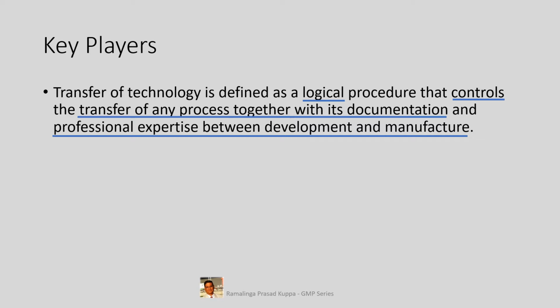The WHO Technical Report Series number 961, dated 2011, Annexure 7, Guideline on Technology Transfer, defines the transfer as a logical procedure with necessary and comprehensive documentation between these SU and RU for effective execution of transfer of data and scale up. Logical means that the transfer of technology should be sequential with a scientific logic for each step of the transfer.